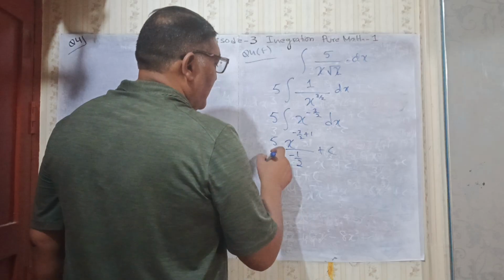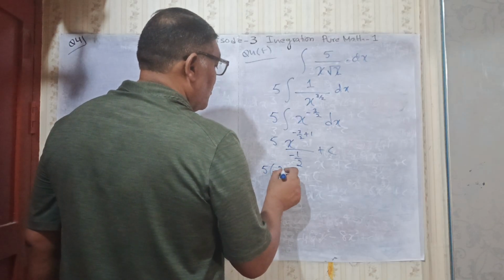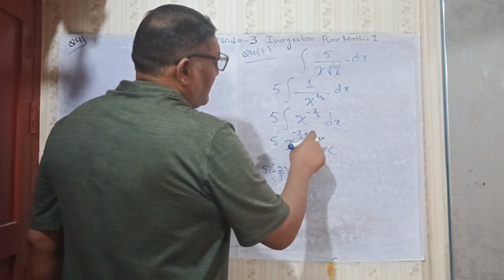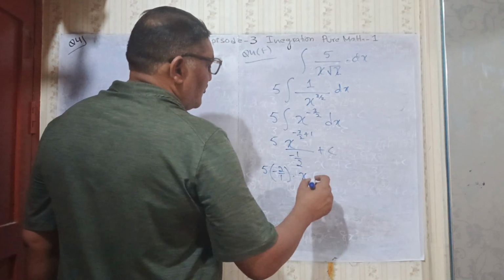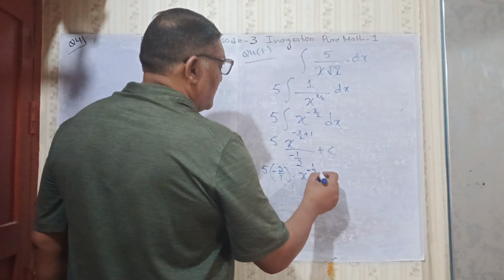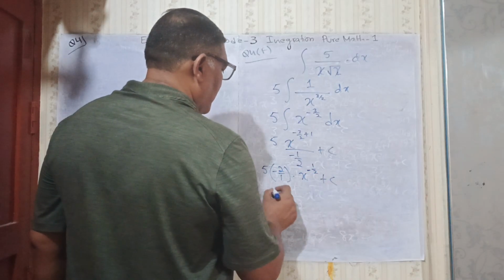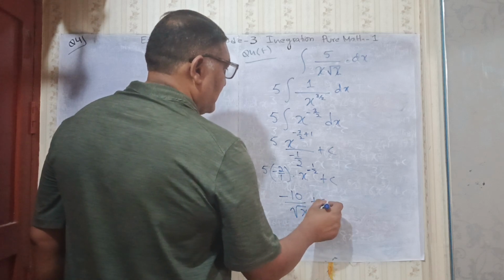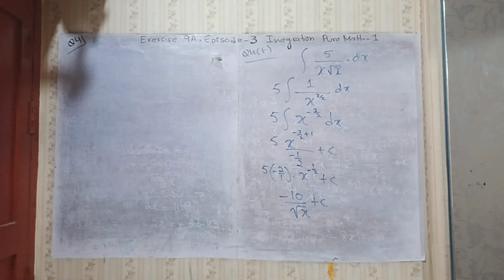Plus c. Bring this upstairs, so it will be minus 2 by 1 into x raised to power minus 3 by 2 plus 1, so you are left with minus 1 by 2 plus c. So this will become minus 10. Bring that downstairs, and this is the answer, sir. So this is how you do. Let me check the answer, sir. It says minus 10 by under root x plus c. So we are done with question number 4 of this exercise.